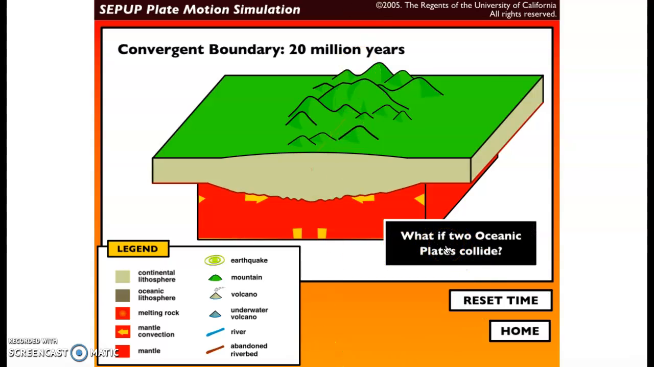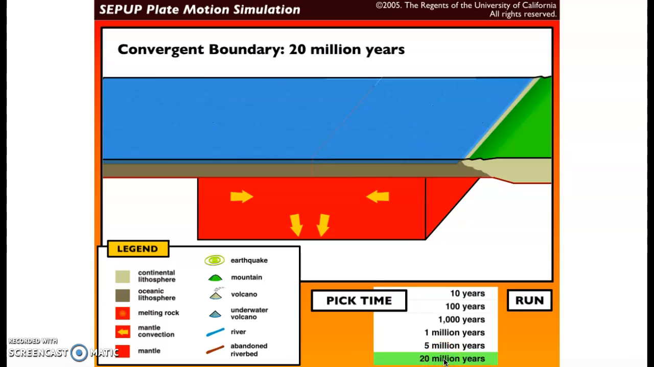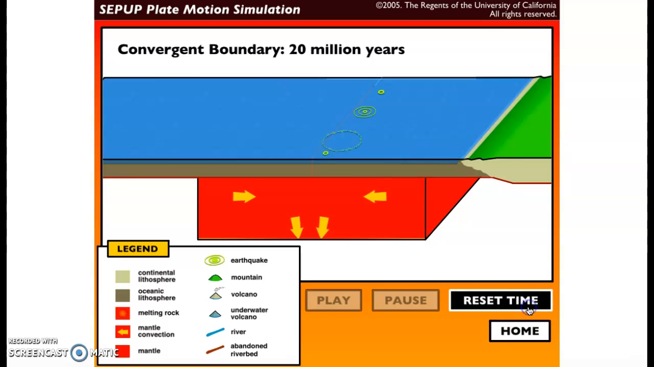Okay. If you look, now I got a new box. It says, what if two oceanic plates collide? That's different. So I'm going to click on that. And now my land is way over here. I have the darker oceanic crust and the two plates. So here's the boundary between them. And the two plates are going to collide. So I'm going to choose 20 million years again. And I am going to run that simulation and watch for differences than what I saw with the land.